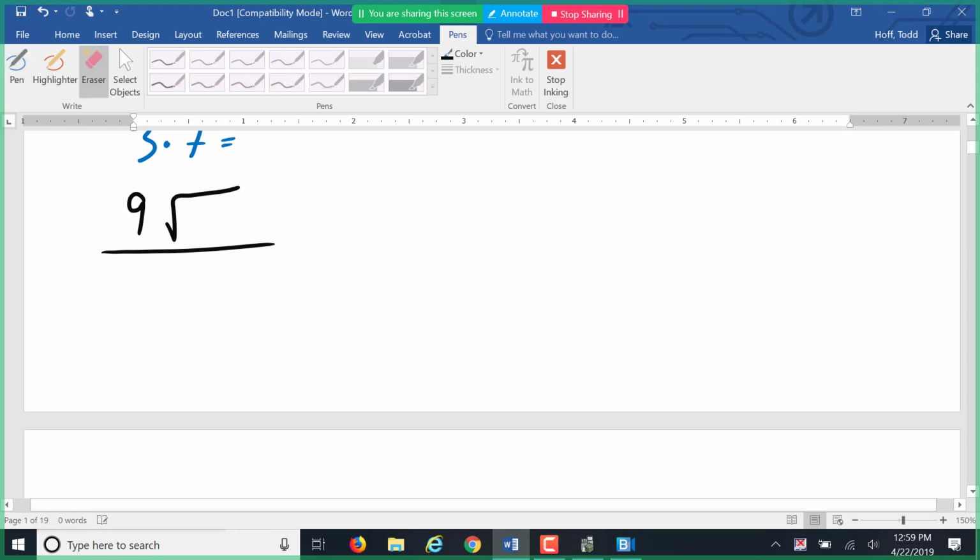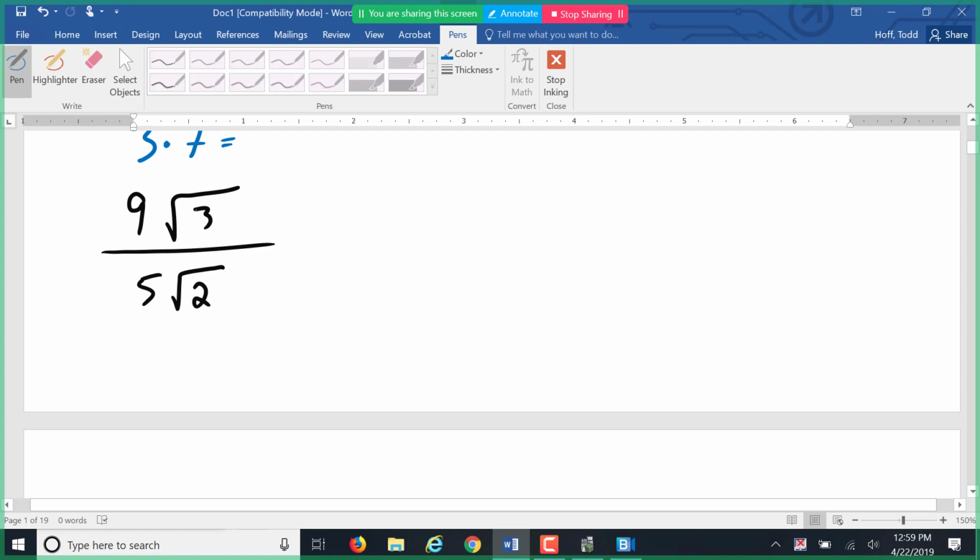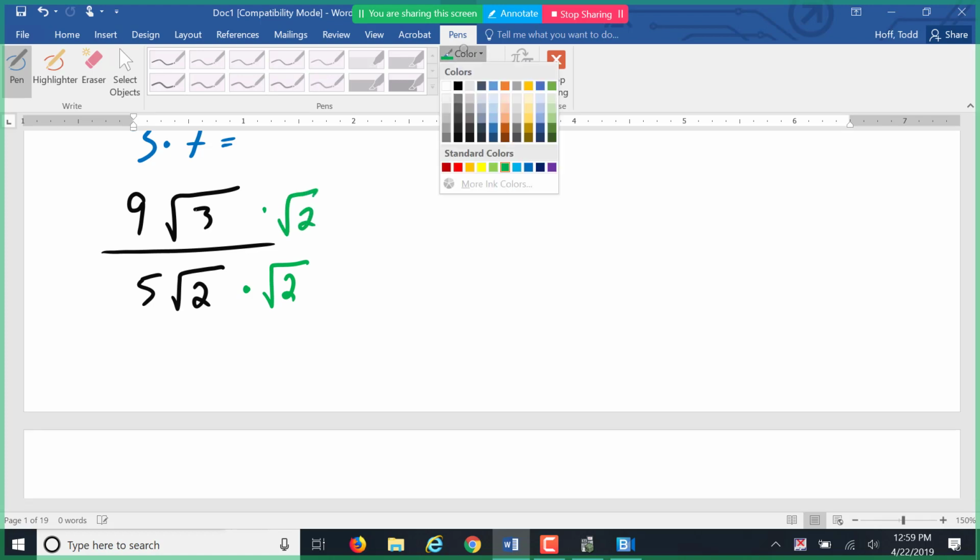Here, I'm going to do one a little bit simpler first. 9 times the square root of 3 over 5 times the square root of 2. When I go to rationalize this, it doesn't matter that there's already a root in the numerator. All I care about is the root in the denominator. I'm going to multiply by the square root of 2.